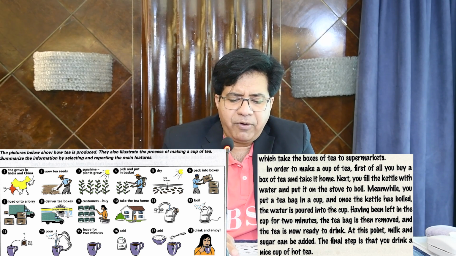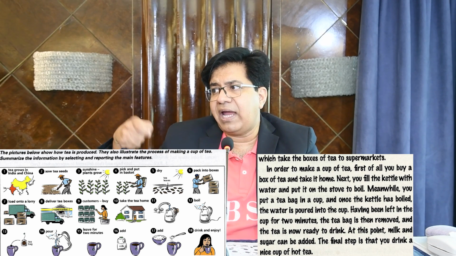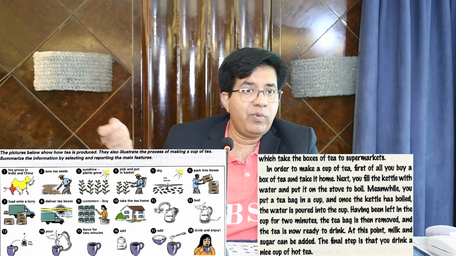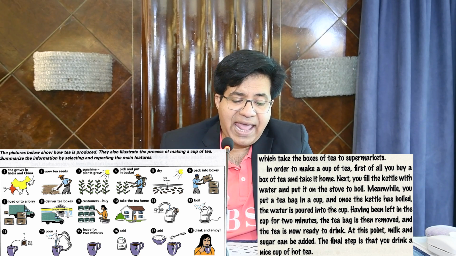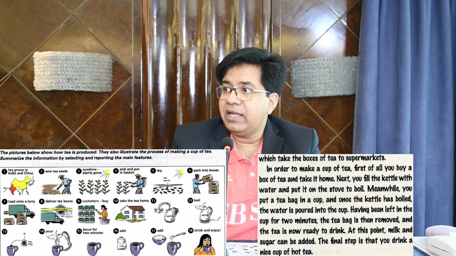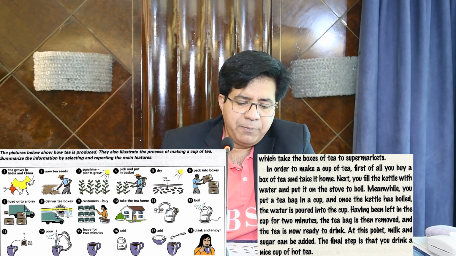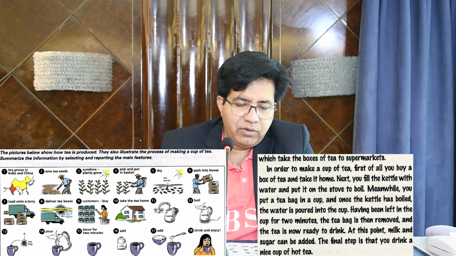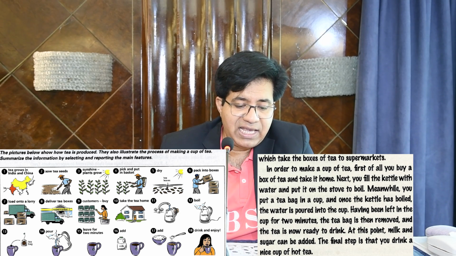In order to make a cup of tea, first of all, you buy a box. Now, you can write you, or you may write customer, you may write consumer, whatever you want to write. It's all up to you. You buy a box of tea and take it home. Next, see that? First, next. These connecting words are very important in process diagrams. Next, you fill the kettle with water and put it on the stove to boil. Meanwhile, you put a tea bag in a cup, and once the kettle has boiled, present perfect, the water is poured into the cup.